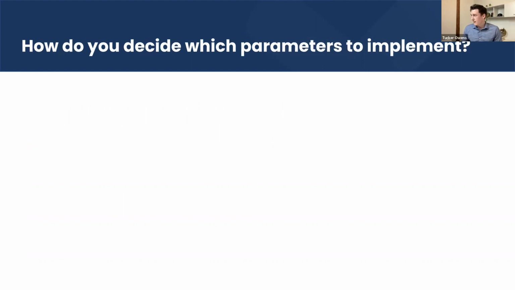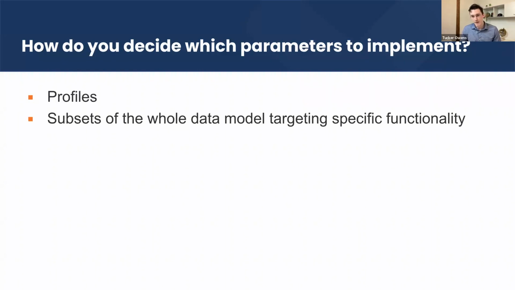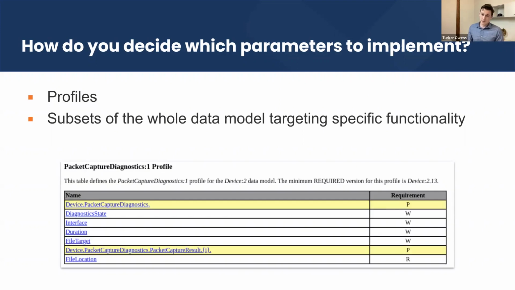And so, okay, you thought this is starting to sound good, but which parameters should I implement? And maybe instead of focusing on parameters, the better thing to do is to think about profiles. And so profiles are subsets of the whole data model, which target specific functionality. So for example, this is from the 181 data model, as you can guess. This is the packet capture diagnostics profile, which is fairly new. And so this provides some packet capture functionality. So if you wanted to implement the packet capture diagnostics part of the data model, implementing these, let's see, what do we have here? Five parameters and two objects would be a fantastic start.